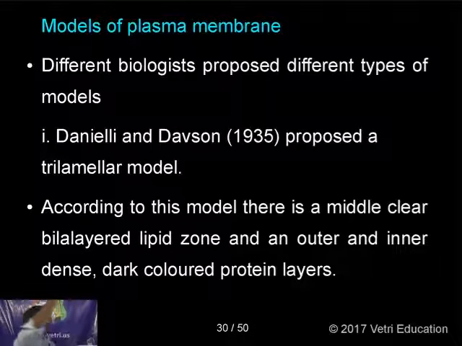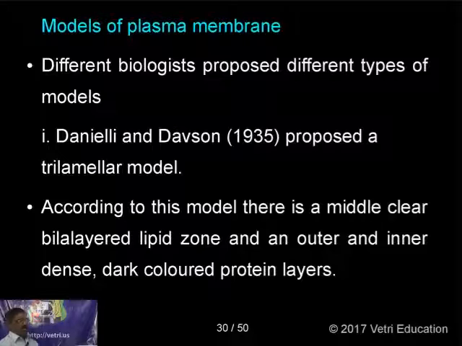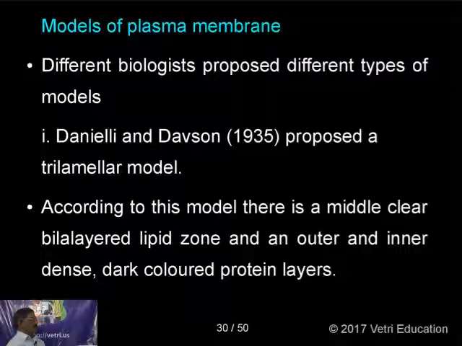Next, models of plasma membrane. Different biologists gave different models regarding the plasma membrane, of which number 1 is Danielli and Davson's proposed trilamellar model. This is a 3 layers model. According to this model, there is a middle clear bilayered lipid layer and outer and inner dense dark colored protein layers. That you know already. This is the model given by Davson.